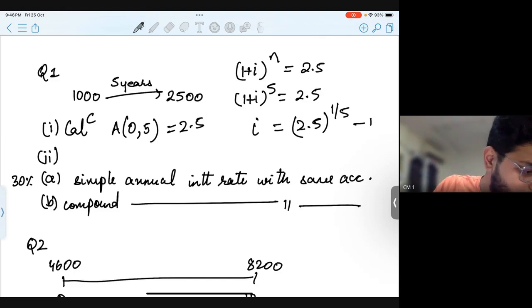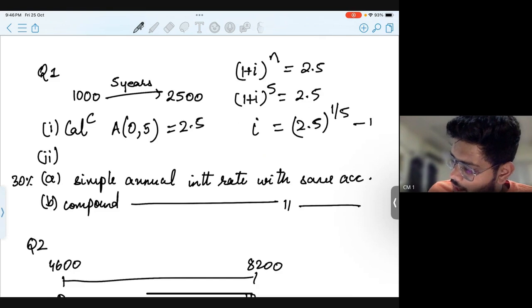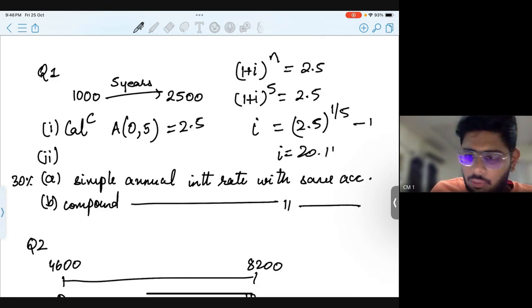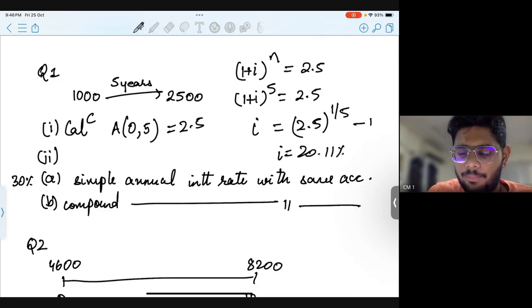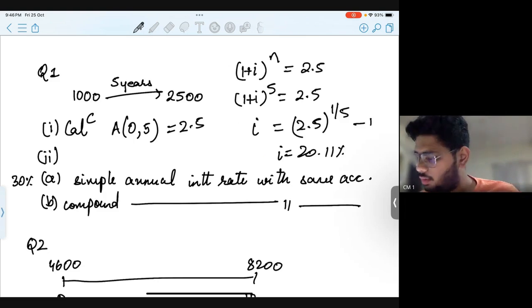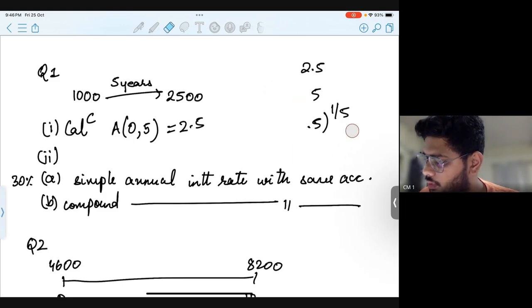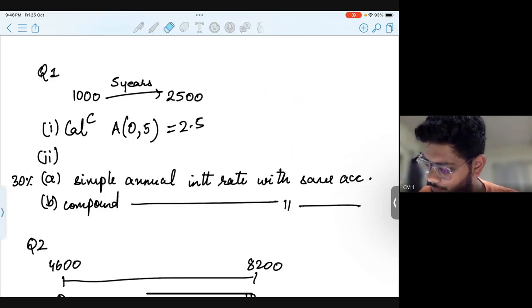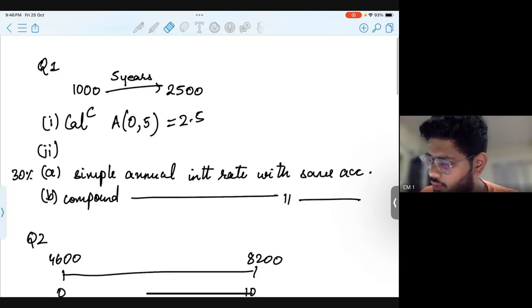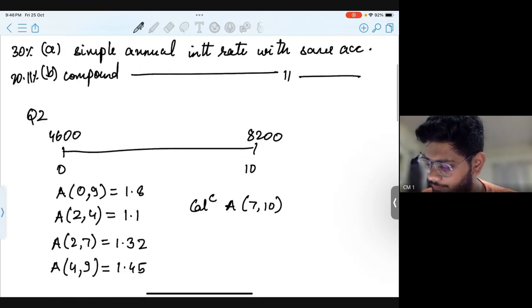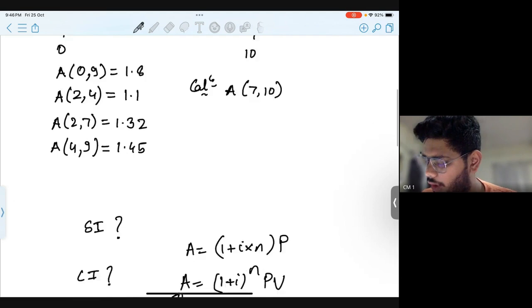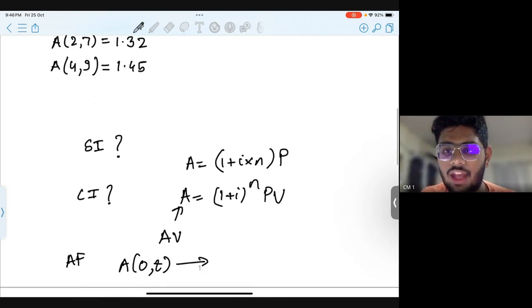This is equal to I is equal to 20.11%. Is this fine? Yeah. Very good, Shashank. ठीक है. This is 20.11%. Okay. So now, yes, Kushi.